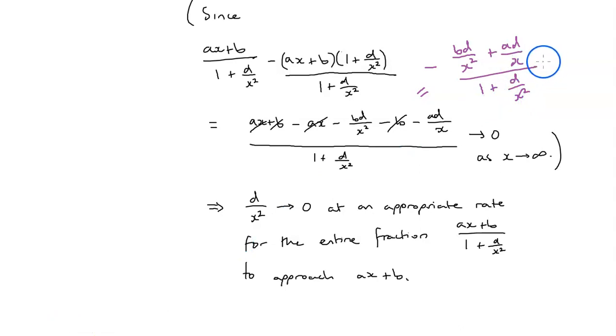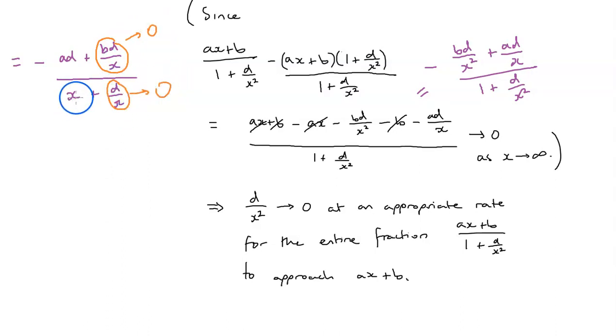Then multiplying the top and the bottom by x, going over here because I'm going to run out of room, this is negative (ad + bd/x) divided by (x + d/x). Clearly the bd/x part goes towards 0, and since we still have an x here, the top part is going towards ad, the bottom part is going towards x, and that's going towards 0. So the whole thing goes towards 0.